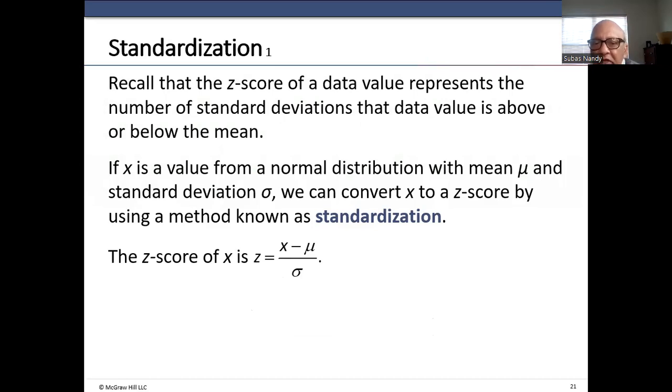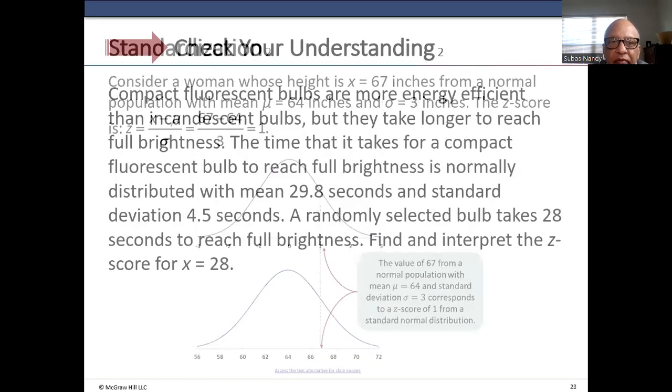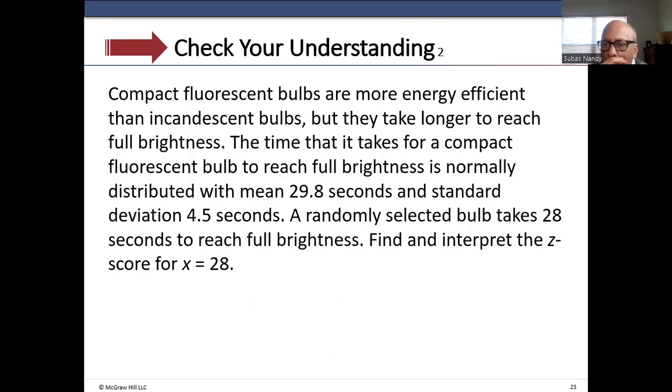If the z-score is positive, that means x is greater than mu. That means the z-score shows how many standard deviations above the mean the number x is located. If you get a negative z-score, that means x is less than mu. That negative z-score shows how many standard deviations the number x is below the mean. Okay, so we will do this using our calculator.